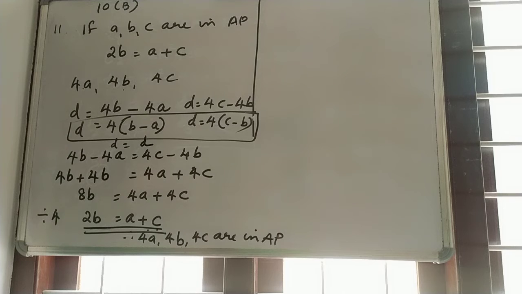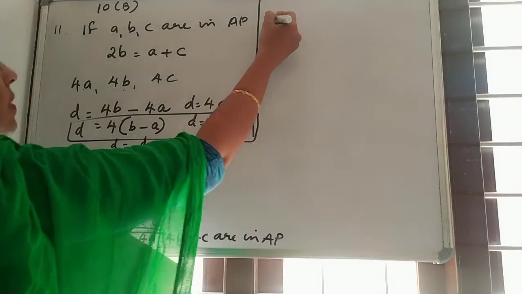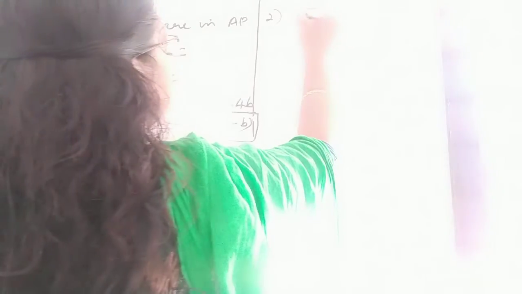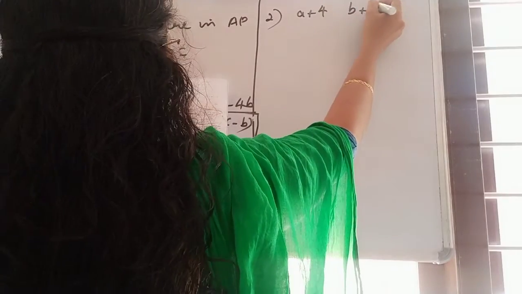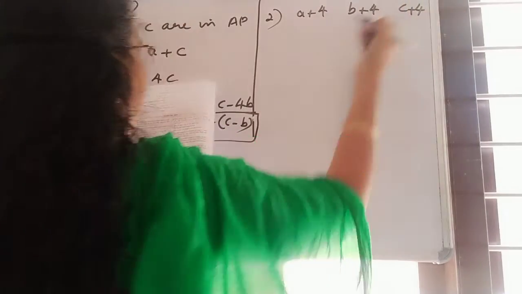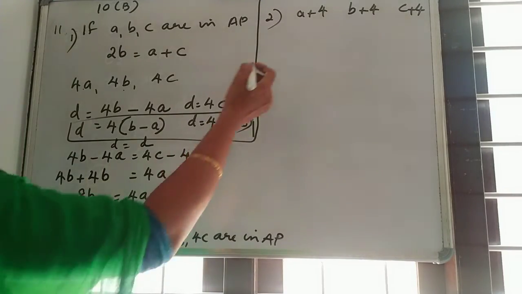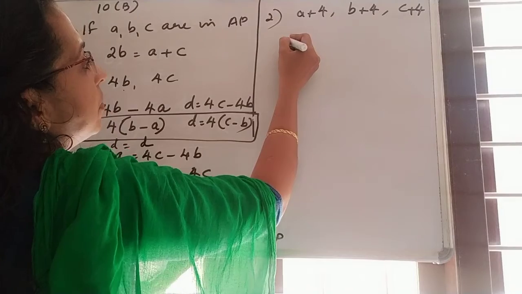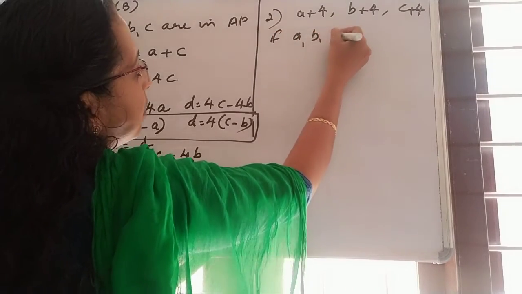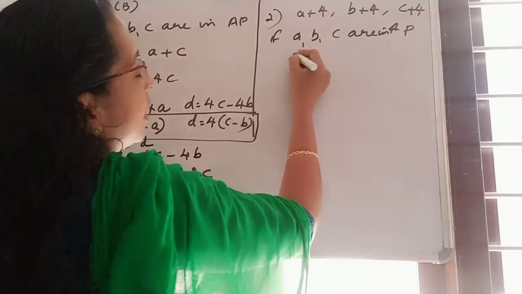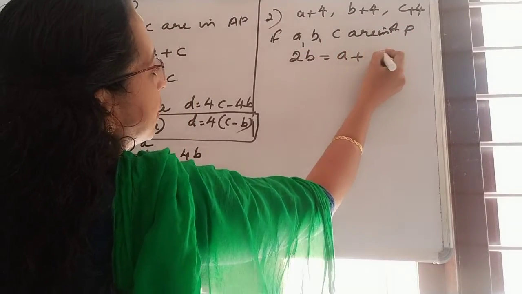Okay. Then what about the second question? A plus 4, B plus 4, C plus 4. The second one is A plus 4, B plus 4 and C plus 4, and we want to find whether they are in AP. Given A, B, C are in AP, if A, B, C are in AP, we can say that 2B is equal to A plus C.